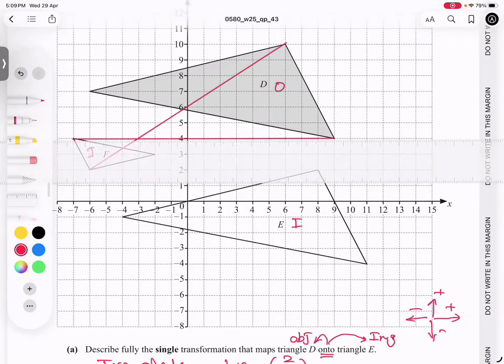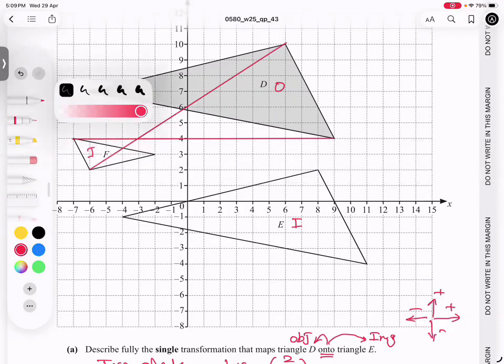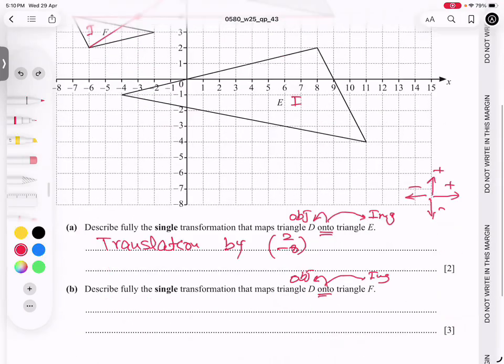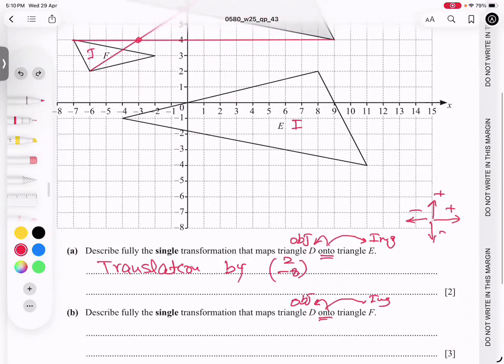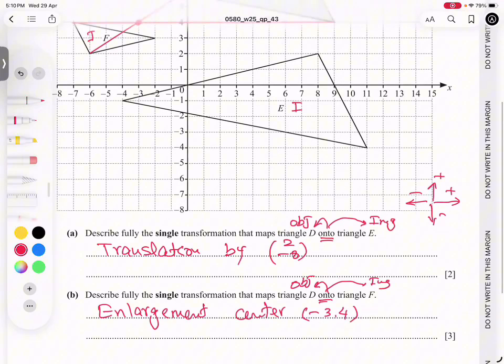If you look carefully, students, the center is becoming this point. X is -3 and Y is +4. So -3 and +4. I can write it now. It is an enlargement, 1 mark for writing the word enlargement. And for the center, we have to write the center of enlargement, which is -3 and 4.